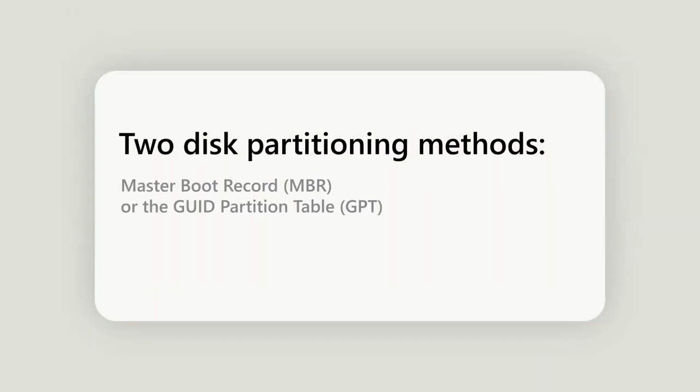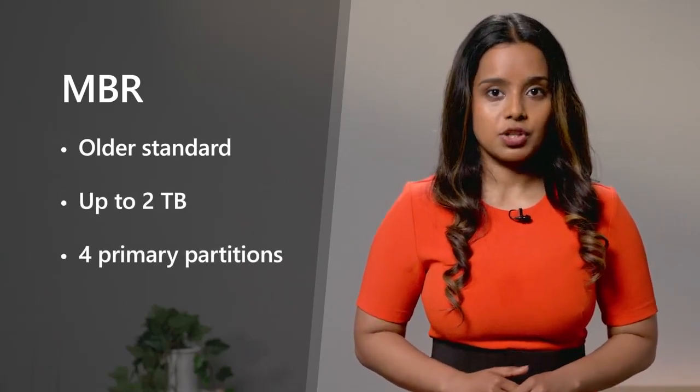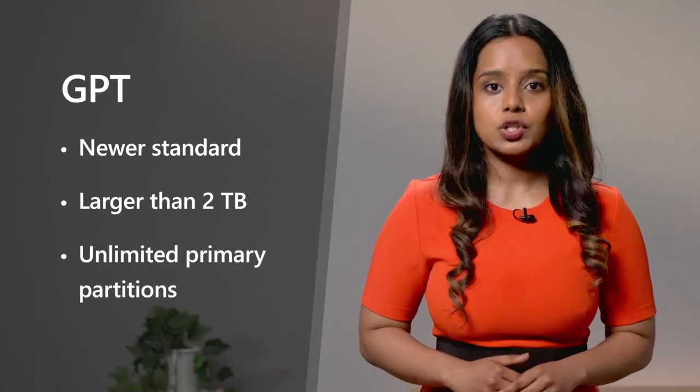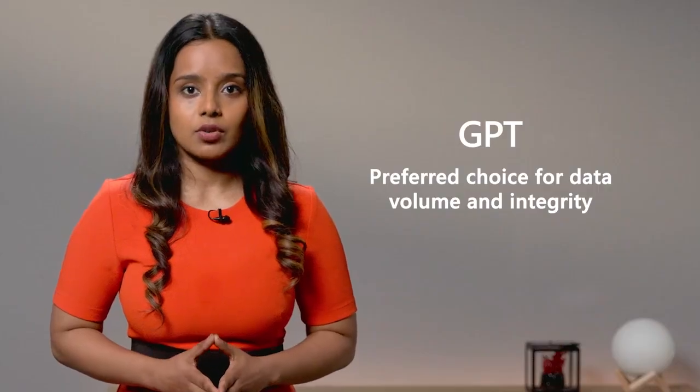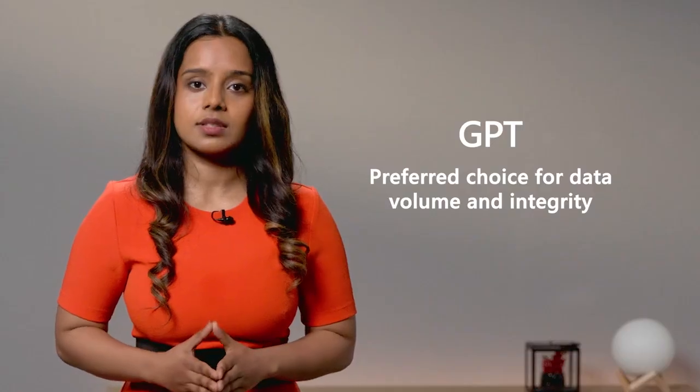There are two different methods to partition a disk. One must choose between using the master boot record, also known as MBR, or the GUID partition table, or GPT for short, as the partition table. The MBR is an older standard that supports disks up to 2 TB in size and allows up to 4 primary partitions. In contrast, GPT is a newer standard that supports disks larger than 2 TB and allows for virtually unlimited primary partitions. GPT is also more resilient to data corruption and includes redundancy by storing multiple copies of the partition table across the disk.